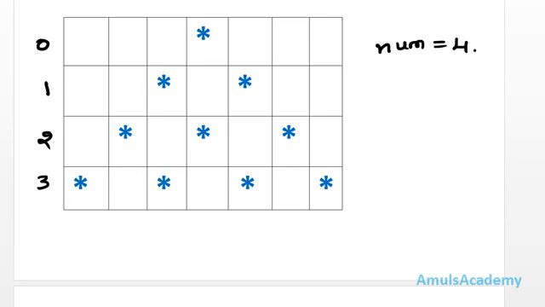Okay. Now here we can see at the first row we want 3 spaces before this star. Next, in row 1 we want 2 spaces. In row 2 we want 1 space. At row 3 we want 0 spaces. So at row 0 we want 3 spaces, at row 1 we want 2 spaces, at row 2 we want 1 space, and at row 3 we want 0 spaces. We get these values when the num value is 4.